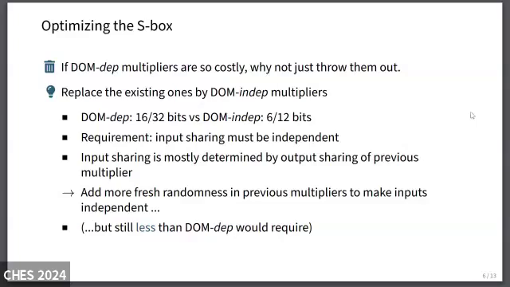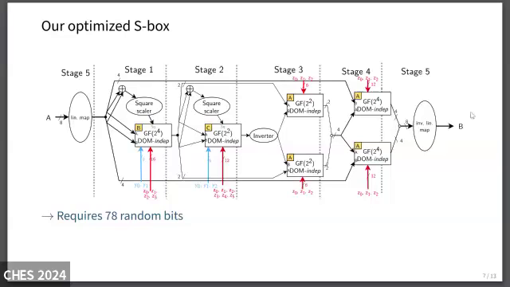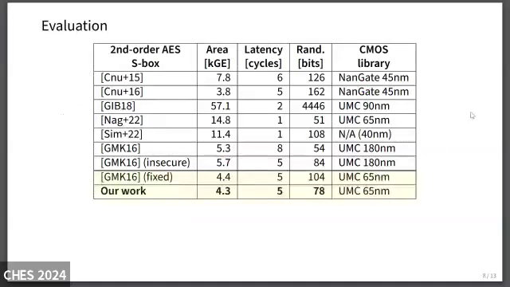But we added as little fresh randomness as possible, and in total it was still less than the fixed version of the DOM-DEP multiplier would require. So this is the resulting SBox which we constructed. Essentially, the DOM-DEP multipliers in stages 1, 2, and 3 were replaced by the DOM-INDEP multipliers. Again, if you want more details about why exactly we added randomness where and how we did that, please have a look at our paper. And the result of that is that it needs 78 random bits.